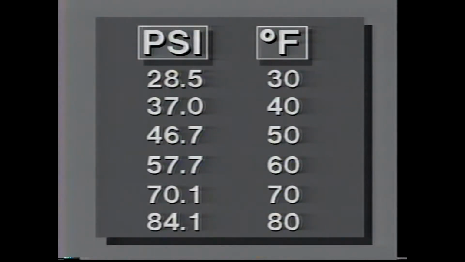But by pressurizing the system, the boiling point of the R12 can be raised. This chart shows how the temperature of R12 rises as pressure increases. A useful point for diagnosis and service is that temperature and pressure are quite close throughout the range, as you see here.